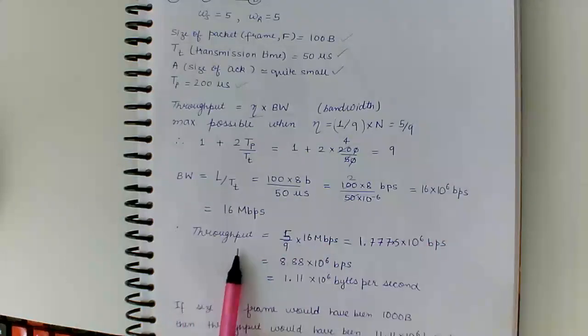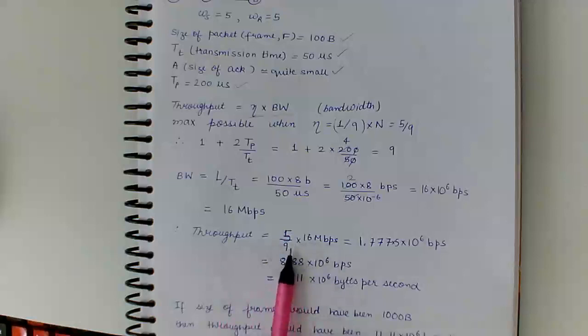Now throughput is given by 5 upon 9 into 16 Mbps. That turns out to be 1.11 into 10 to the power 6 bytes per second.